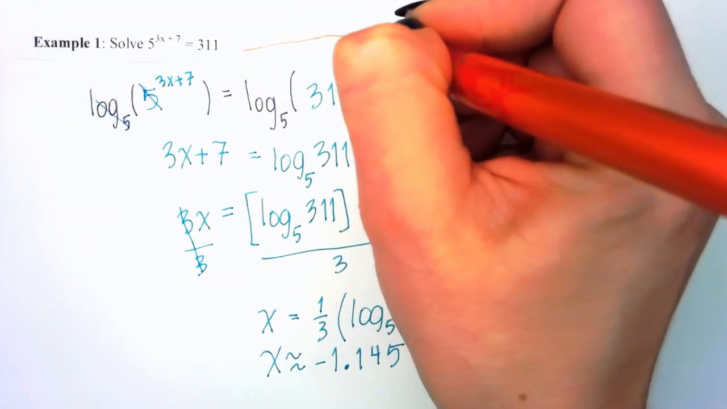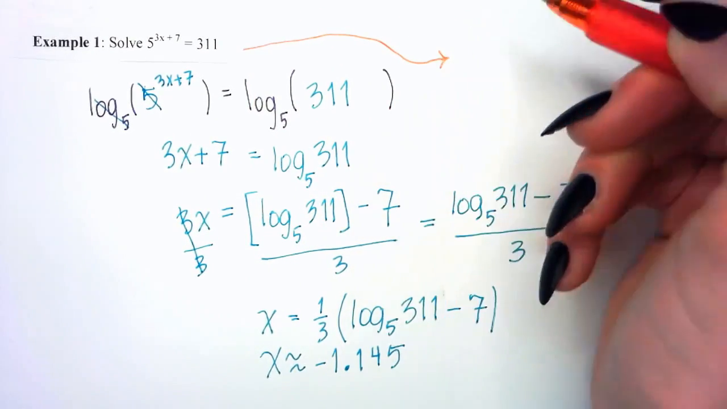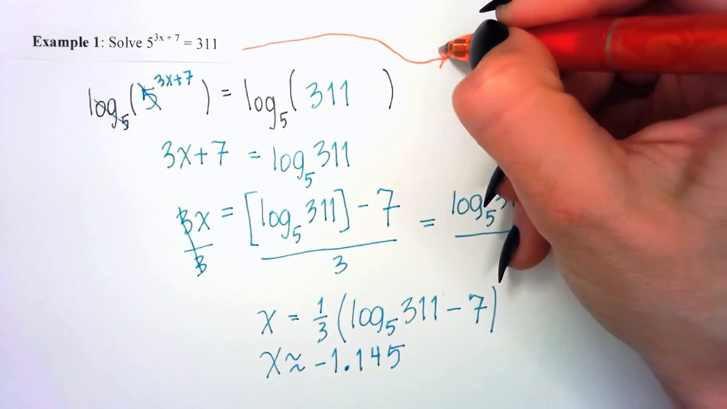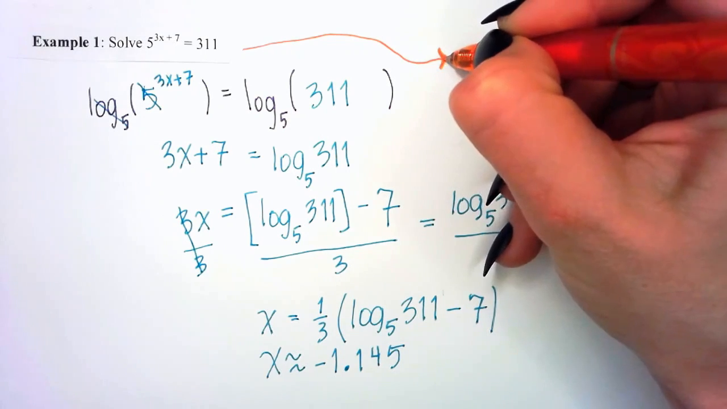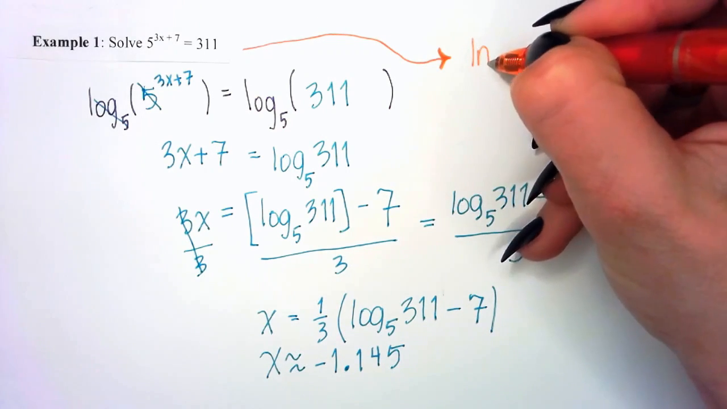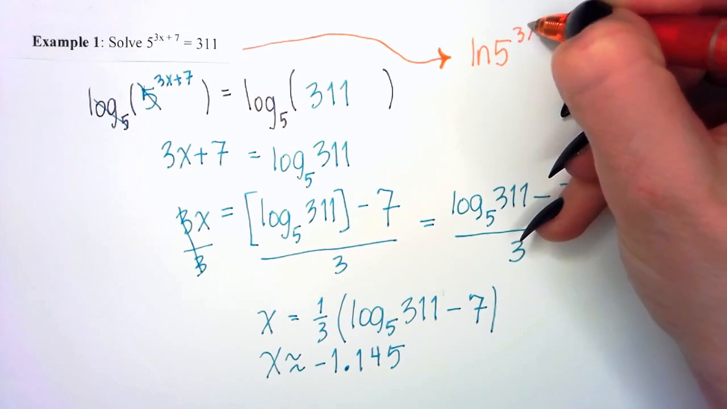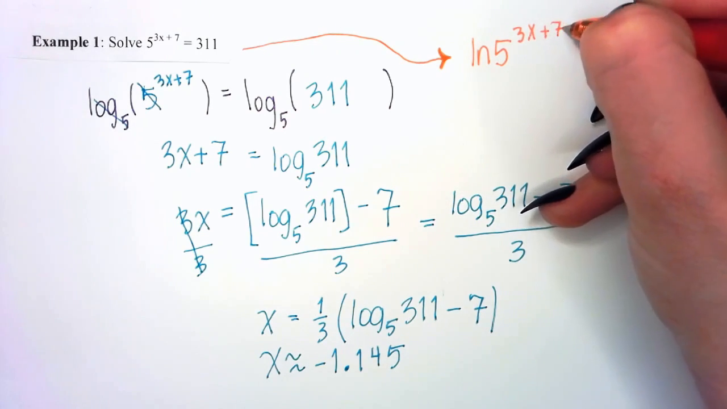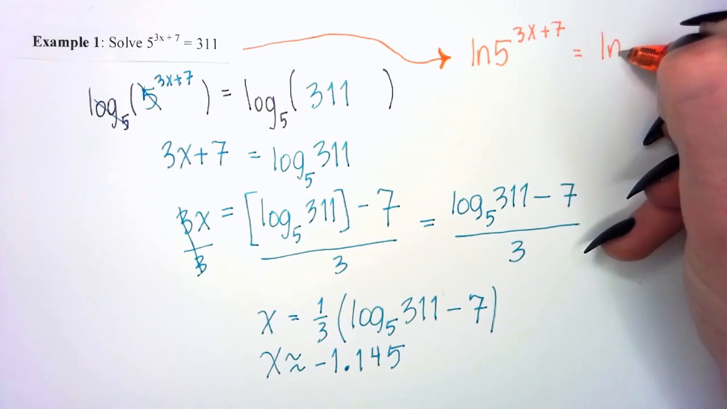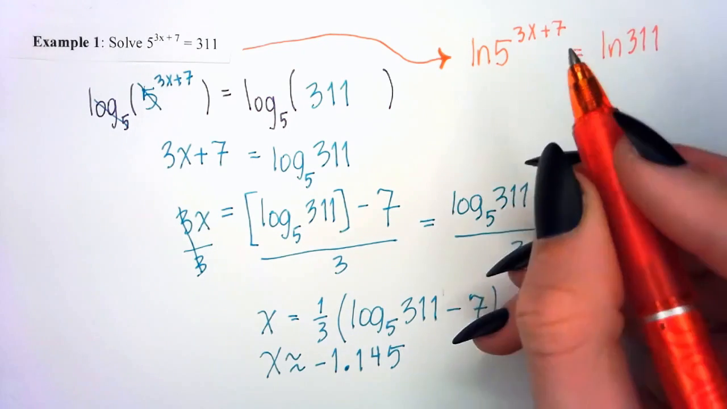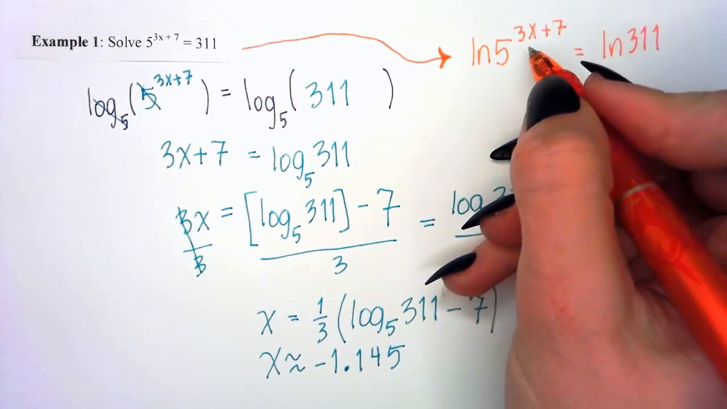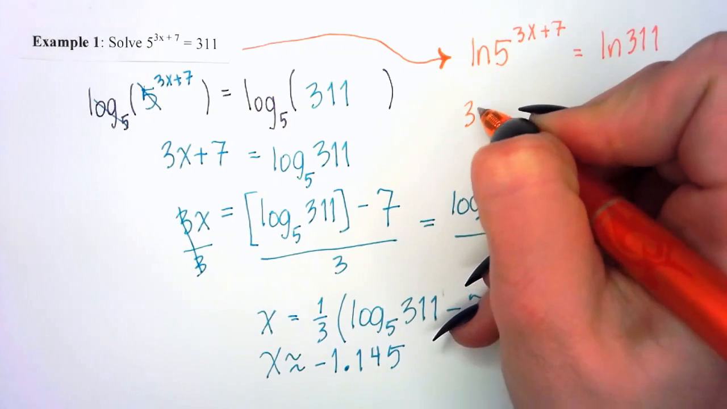Another way to do this problem is with using just the natural log function on both sides. When you get to calculus, you tend to use the natural log function more often. There are many reasons for this. We'll elaborate another day. So if I take the ln of 3x plus 7 and the ln of 311, the next thing I could do is use the power property to bring 3x plus 7 out front.